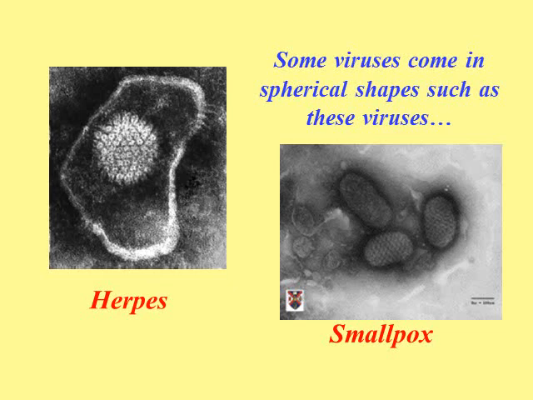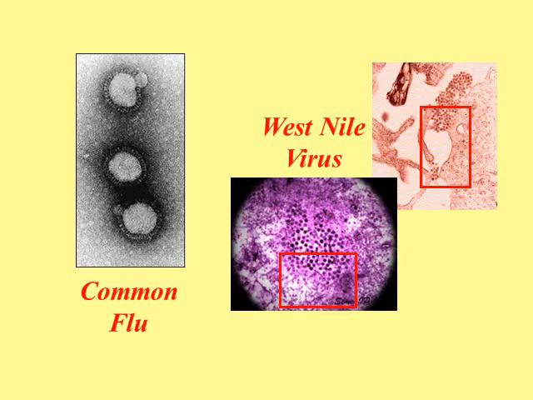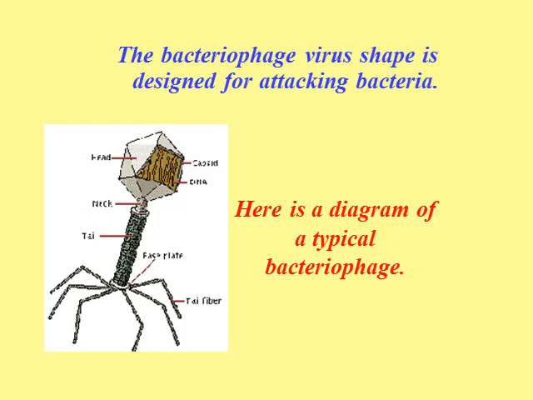Some are spherical, like herpes. Others are more pill-shaped, like smallpox. The flu virus is spherical in nature, allowing it to live in the air and in your lungs, your trachea. And West Nile is another example of a spherical type of virus. This one, though, is not transmitted through the air, but through vectors such as birds.